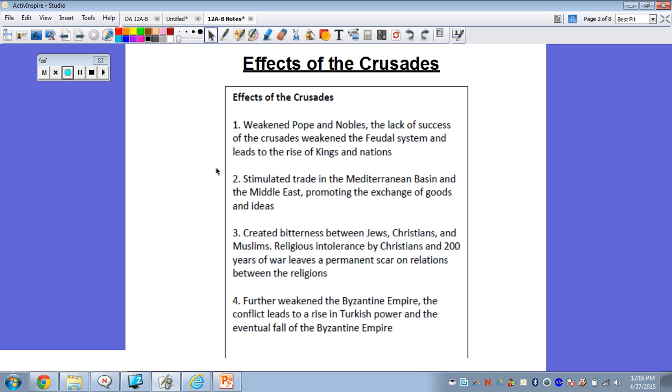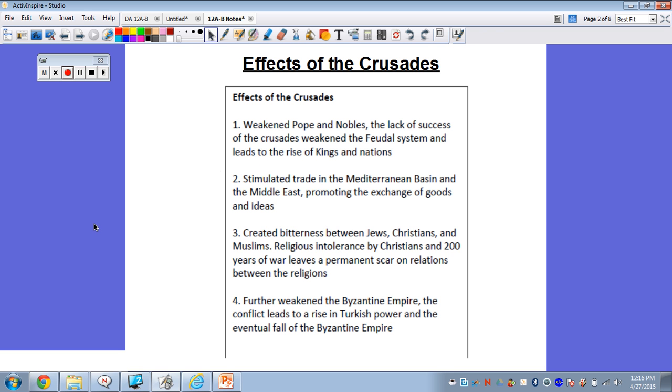The second thing that's going to happen here is we're going to stimulate trade in the Mediterranean basin in the Middle East. It's going to promote the exchange of goods and ideas. So we have all of these Europeans going to the Middle East and being exposed to Eastern products, things like salt, pepper, ideas like the windmill and the watermill, and they're going to bring these things back to Europe with them after the Crusades, which in turn is going to cause the Europeans to want those goods to come to Europe, which is going to start fueling that trade machine to expand into Europe.